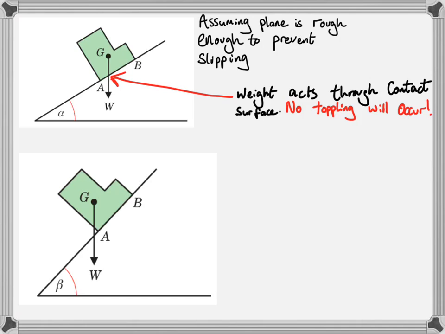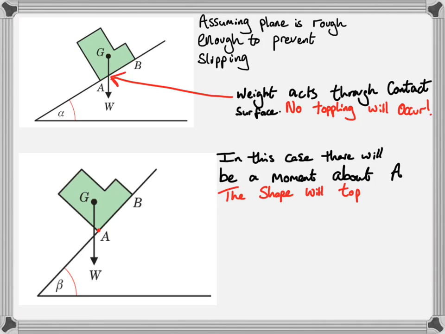Now look at the second case, and this time you can see that the line of action of the force acts outside the surface contact of the shape, and so the point A will actually act like a pivot point, and the shape would topple over about point A. It should be fairly clear that the critical position would be when the line of action of the weight would pass through, in this case, the point A, and that would be our critical case, and that's where we normally have to solve problems. So let's have a look at a question.